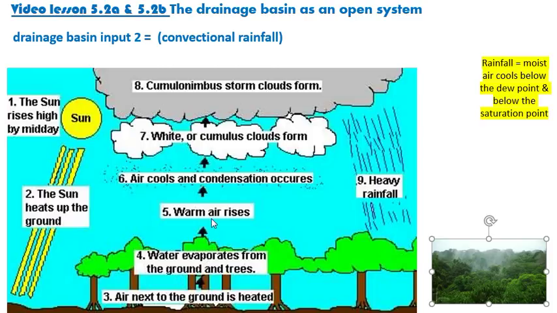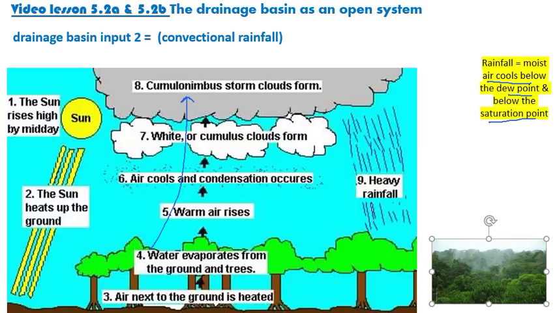That moist, warm air rises, just like in a hot air balloon, and it cools and condenses very quickly. If the solar energy is really intense, then it can rise as much as 25 meters a second. So it's rising super quick and it's cooling super quick. So we get these cumulonimbus storm clouds forming. It cools and condenses below the dew point, below the saturation point, and we get rainfall.